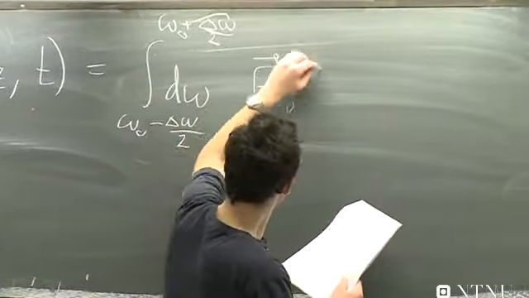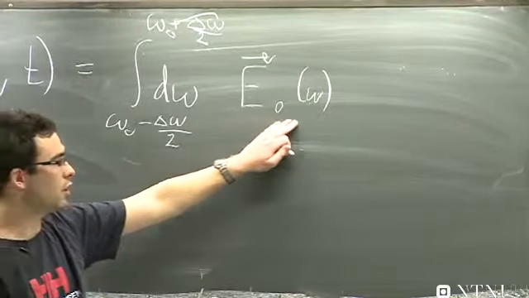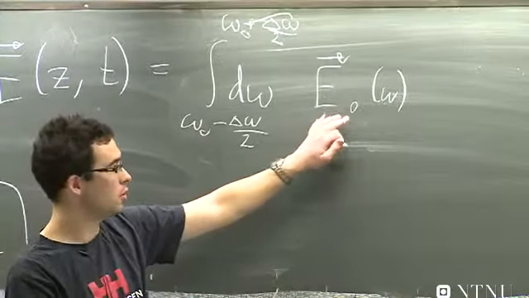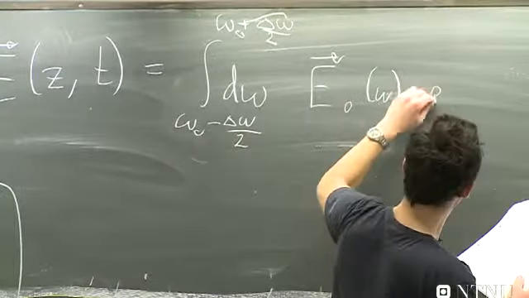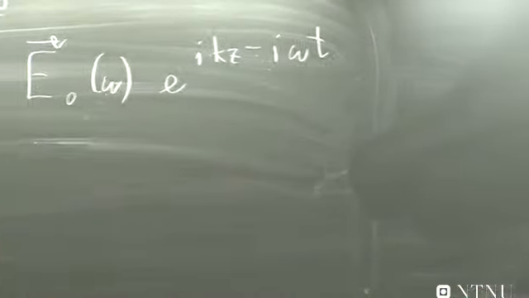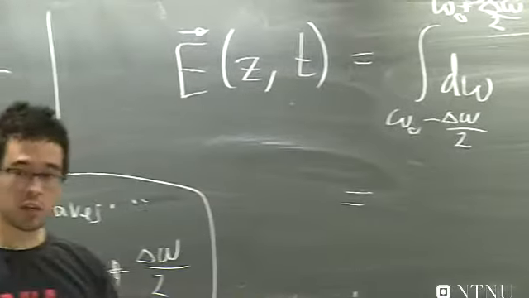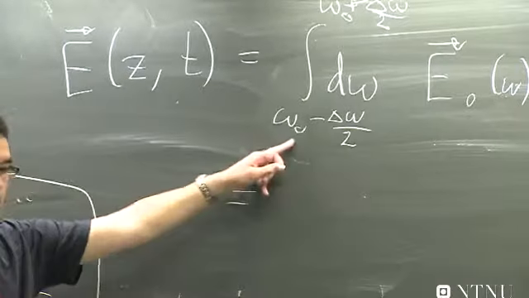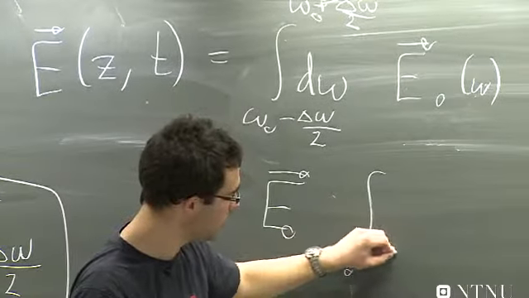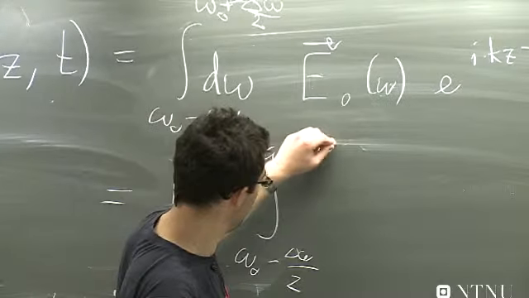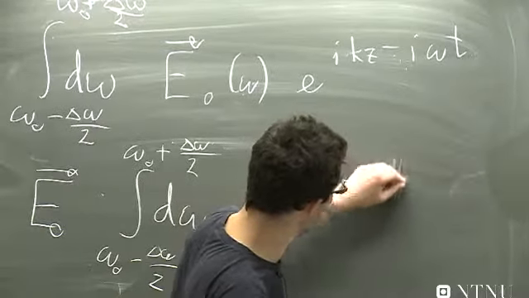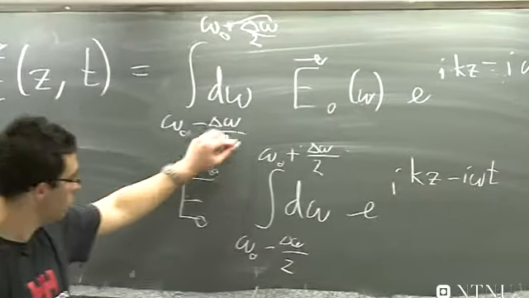So E naught of omega. This is, at given omega, how large an amplitude does the plane wave at frequency omega contribute? And then there's e to the i k z minus i omega t. Right. So this is clear, I hope. And as I said, for simplicity, this is just a constant within this frequency window. So it's just E naught. And then omega naught minus delta omega over 2, omega naught plus delta omega over 2. And the plane wave. Like this.